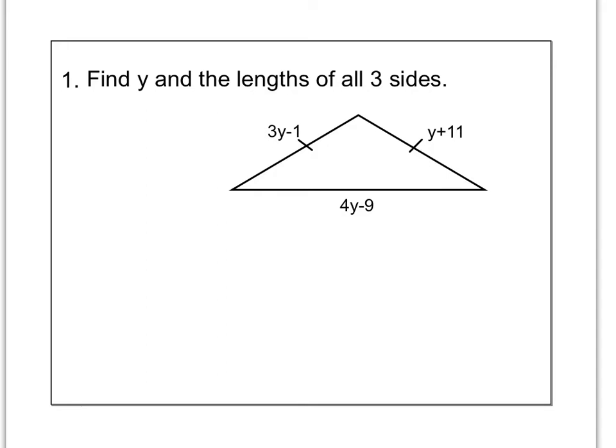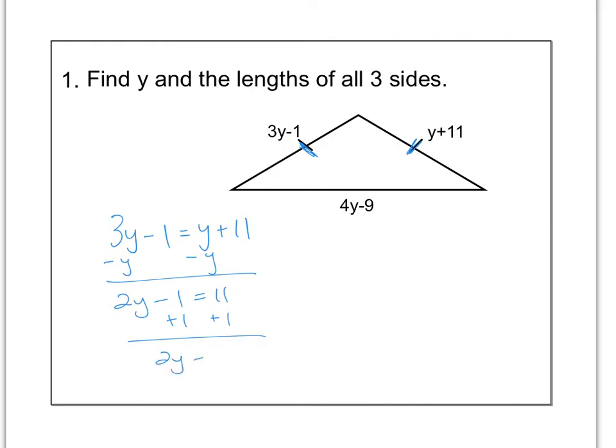So you can see that this is an isosceles triangle. It has two sides that are congruent. You can tell that by these tick marks here. And so the 3y minus 1 equals the y plus 11. Those two sides are equal or congruent. Subtract your y. 2y minus 1 equals 11. 2y equals 12. y equals 6.